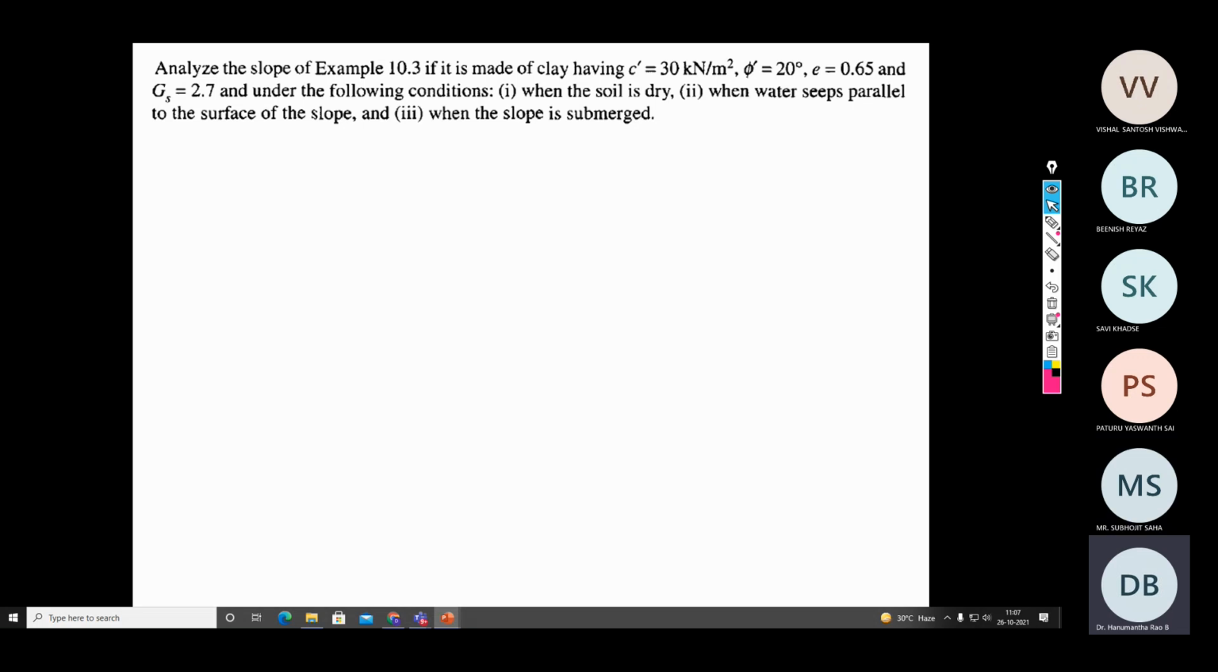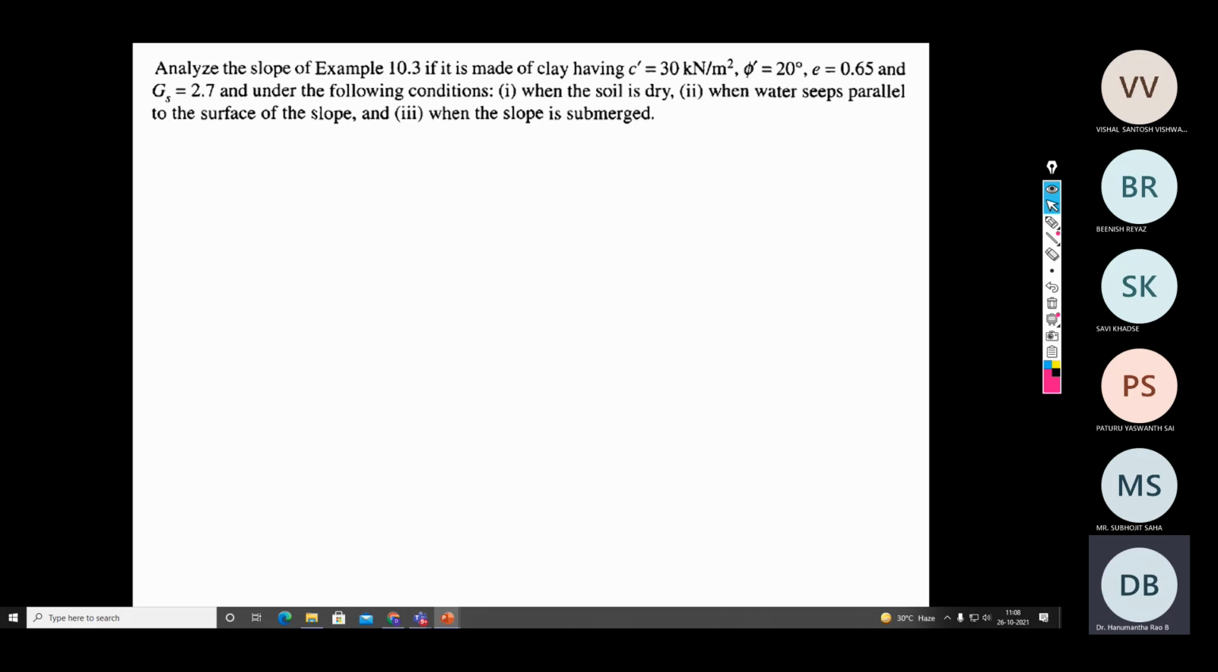Okay, we will see. They have given some data. Analyze the slope of example 10.3 if it is made of clay having c dash 30 kilopascals and phi dash 20, e is 0.65 and Gs is 2.7, under the following conditions: when the soil is dry, when the water seeps parallel to the surface of the slope, and when the slope is submerged. In all these three conditions, you are requested to determine the height of the slope.